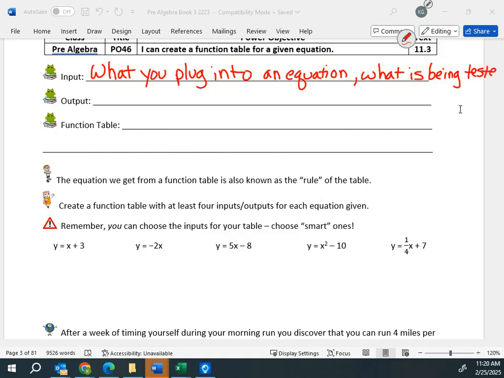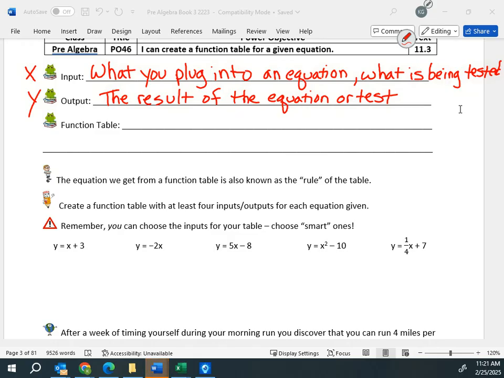Then we have our output. The output is the result of the equation or test. We call our input the X and the output the Y.